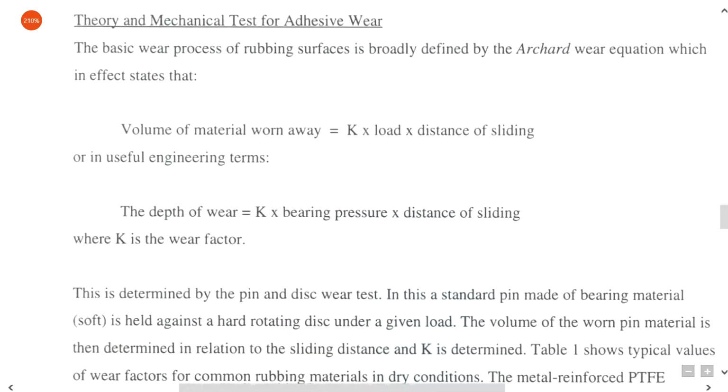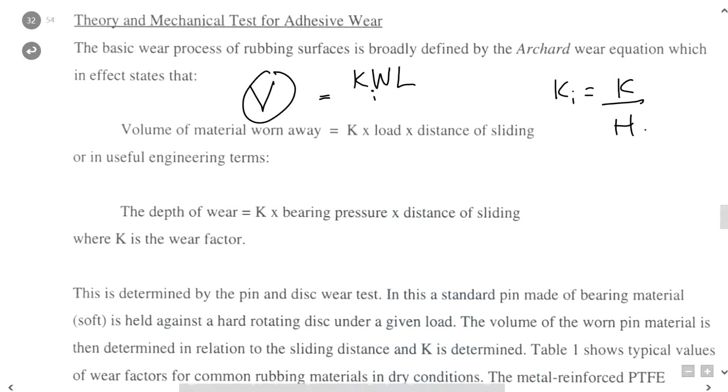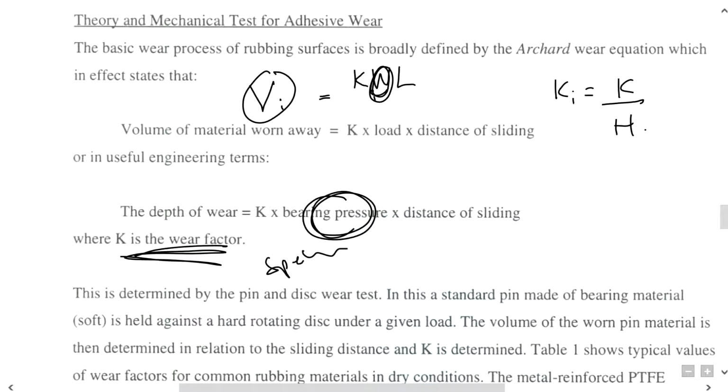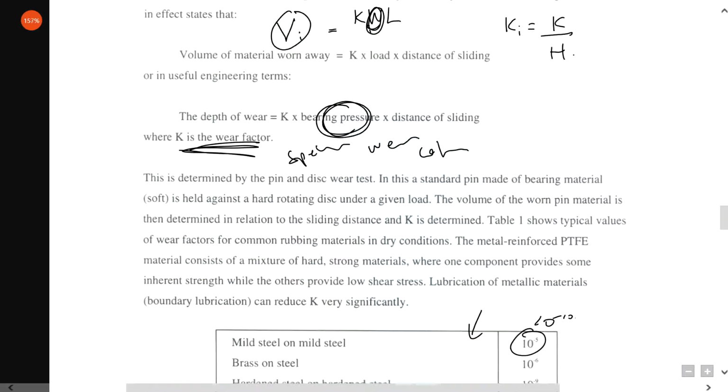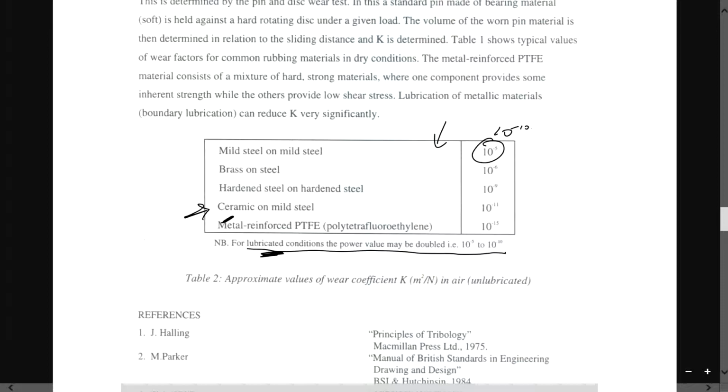You need to know that the volume of material worn away is V, which equals K times the load times L, the sliding distance, where K is the K prime. K prime equals the K constant divided by H, the hardness of the material. This is actually the pressure P. This can be called the load, or the bearing pressure, depending on how you say it. K is the wear factor. You can call it the wear factor, the specific wear rate, or the wear rate coefficient. A lot of names in there, but hopefully you understand clearly what is going on.